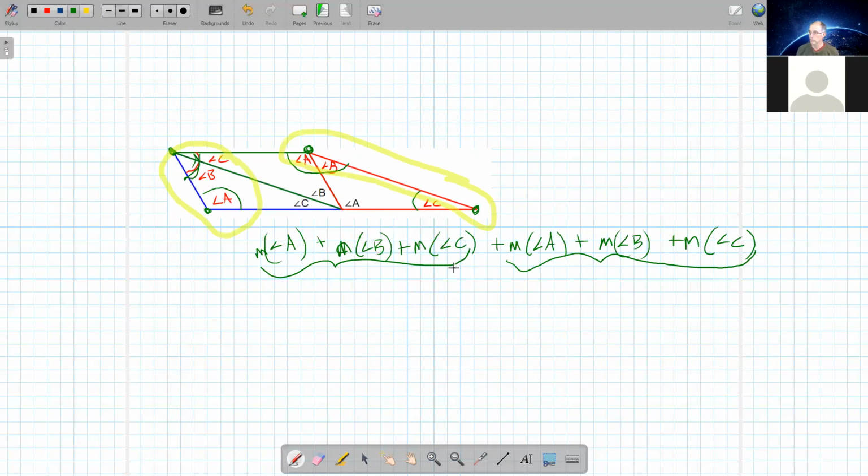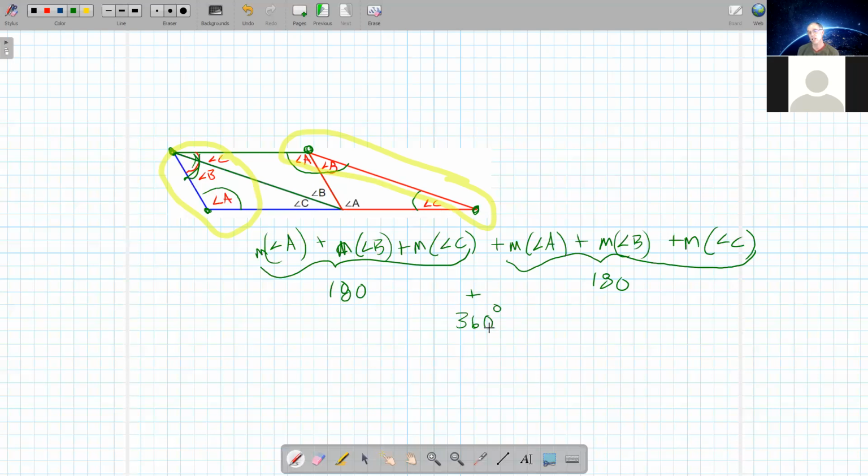Anybody out there? Yes, that's 180 degrees. And why? Because angle A, B, and C came from a single triangle. And there's another 180. So what's the sum of all the interior angles, the vertex angles of this quadrilateral? So this quadrilateral has an angle sum of 180 plus 180, which is 360.